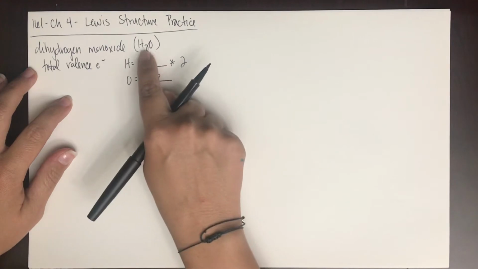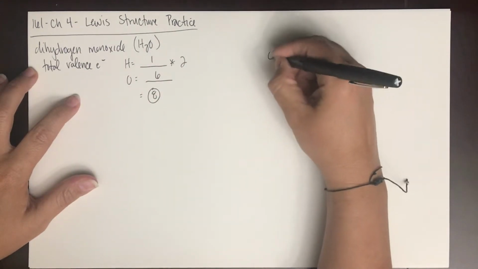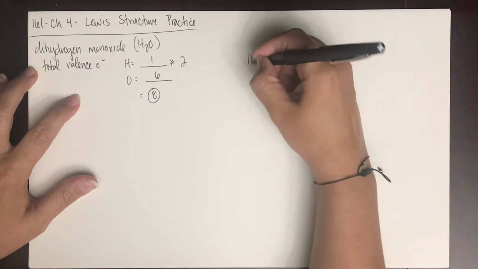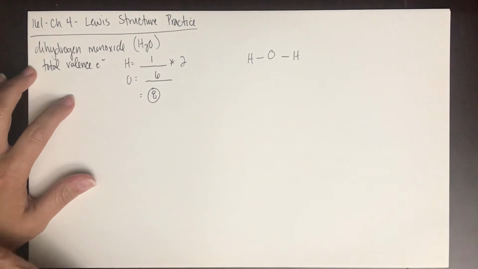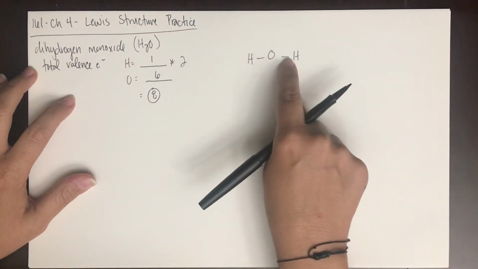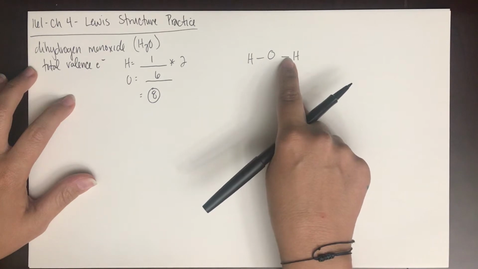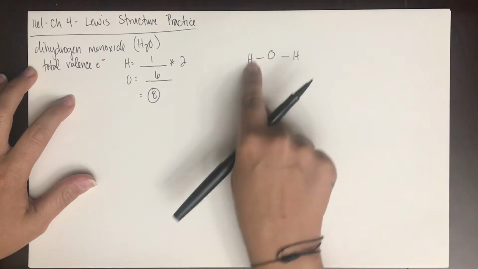So hydrogen I know can only make 1 bond, so hydrogen can never be in the middle. So I know oxygen is going to be in the middle, which means I will have a hydrogen on both sides with bonds connecting. So out of my 8 total valence electrons, I have used 4 for bonds. So that means the remaining 4 valence electrons I'm going to put so that everybody has a full outer shell.